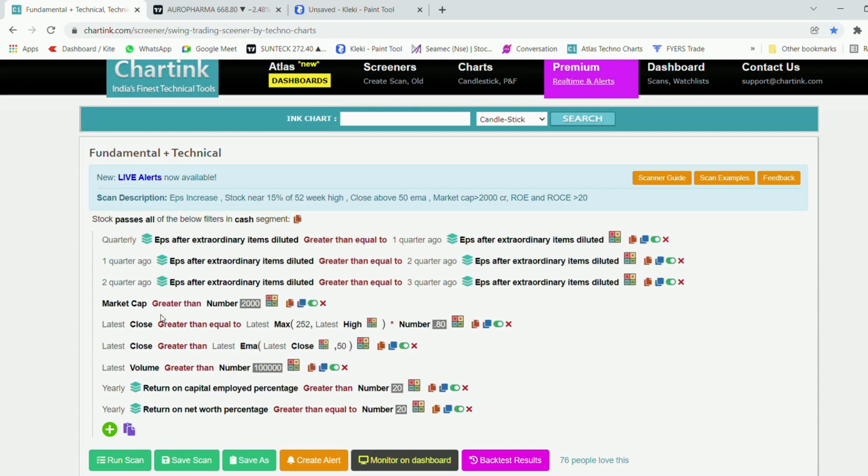The market cap of a company should be more than 2000 crore rupees, so that we have good liquidity in those stocks, and we do not face any problems. Also, the latest volume or the average volume should be more than 1 lakh, so that we are not getting stuck in liquidity problems.